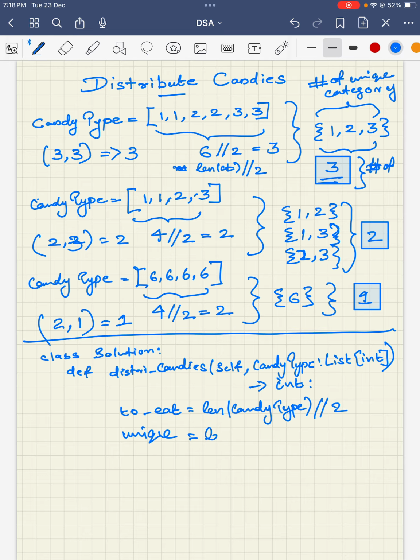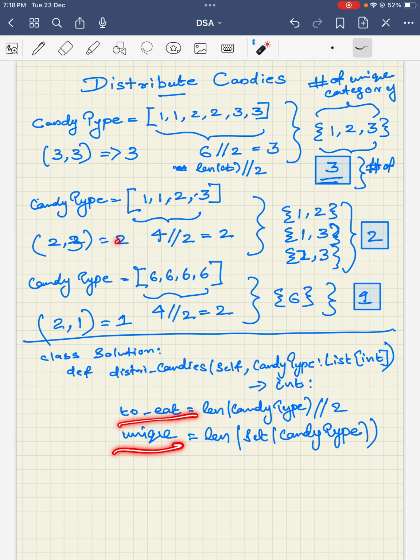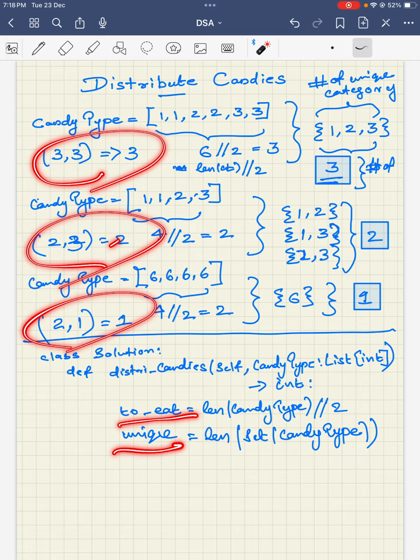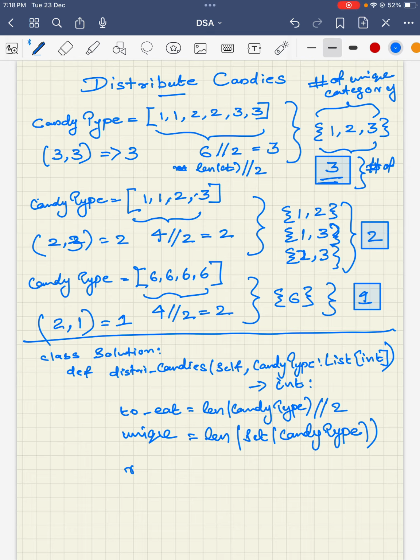We can save it as the length of a set of candy type, using the set data structure, which will only count the unique elements. So our answer is the minimum among either this variable or this variable, as we have seen in the 3 examples already. So we have to return the minimum among to_eat and unique.